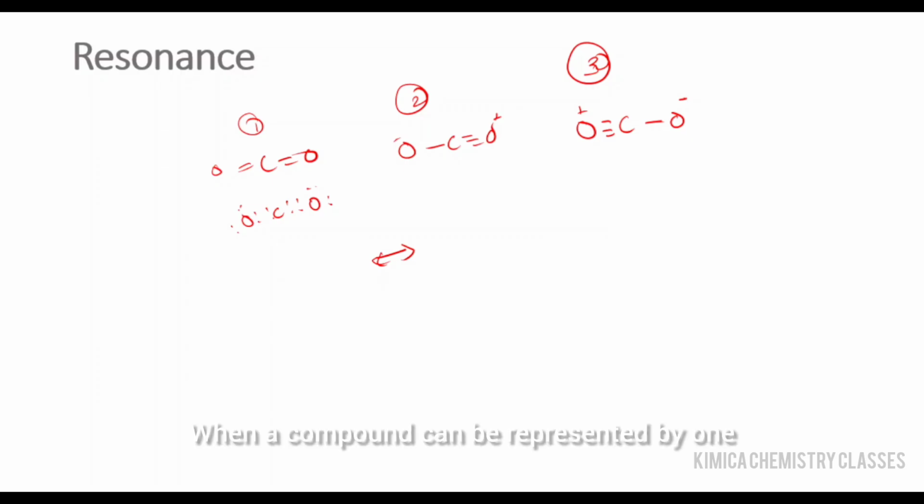when a compound can be represented by more than one structural formula which differ only in the arrangement of electron pairs and not the atoms, each of these electronic structures can explain most but not all the observed properties of the compound. Then the actual structure is intermediate between the various electronic structures, and this is called the resonance hybrid, and the phenomenon is called resonance, and the various electronic structures are called the resonating or contributing structures.